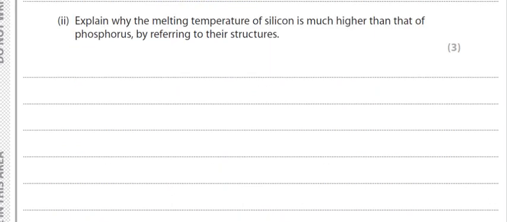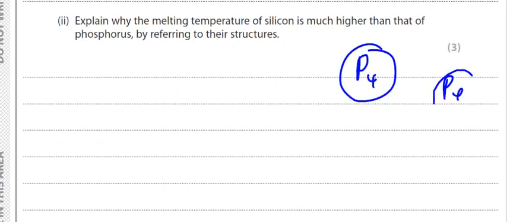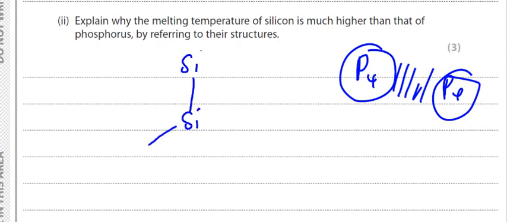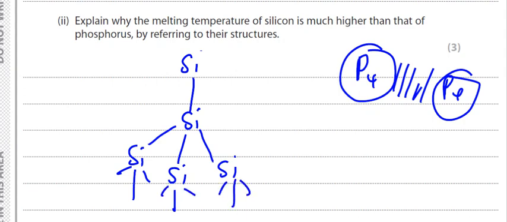Explain why the melting temperature of silicon is much higher than that of phosphorus, referring to their structures. Phosphorus is a simple covalent molecule which exists as P4 molecules. There are weak attractions between the phosphorus molecules. Whereas in silicon, each silicon atom is bonded to 4 other silicon atoms by single covalent bonds. It's a giant structure just like diamond. So melting silicon requires breaking of all 4 covalent bonds around each silicon, so that requires a lot of energy.